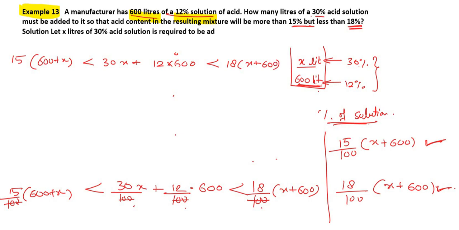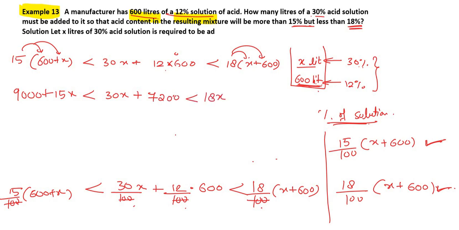Let's simplify it. Here we will multiply this with this, this with this, and here this with this and this with this. Let me multiply. So this is 9000 plus 15x less than 30x plus 7200, less than 18x plus, what is this into this, 10800. This is what we are getting, correct?